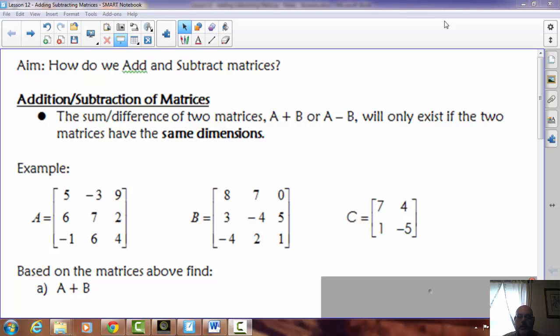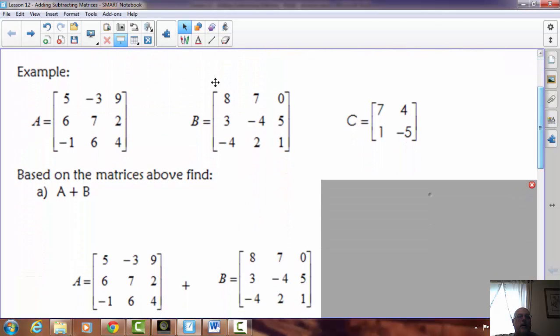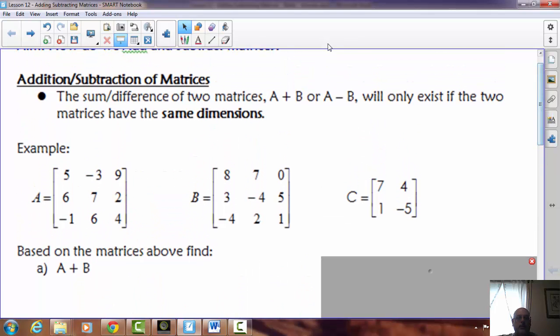Today what we're going to be looking at in the lesson is how do we add and subtract two matrices. The sum or difference of two matrices only exists if they have the same dimensions. If you look at the three that I have as examples, matrix A is a 3 by 3, matrix B is a 3 by 3, matrix C is a 2 by 2. So remember that you can only add or subtract matrices if they have the same dimensions. This applies to adding and subtracting. Let's go through the mechanics of how you add or subtract two matrices.